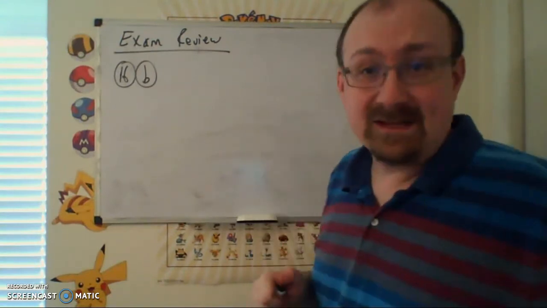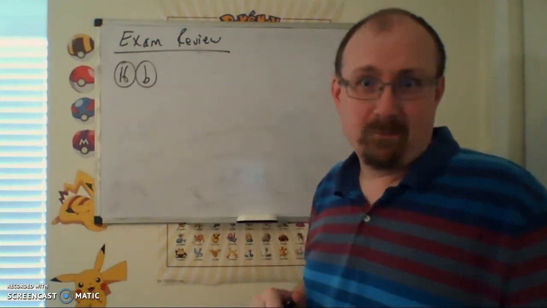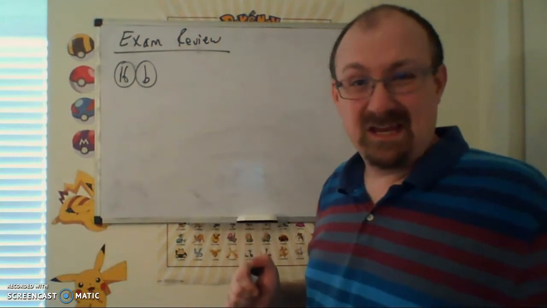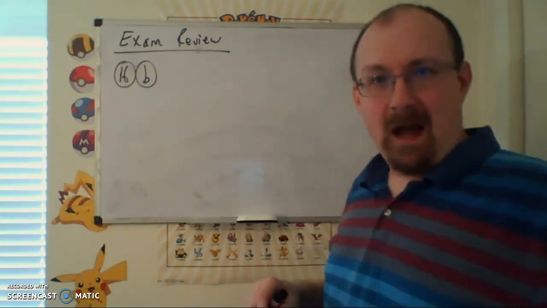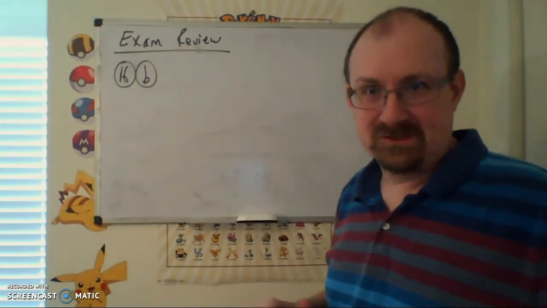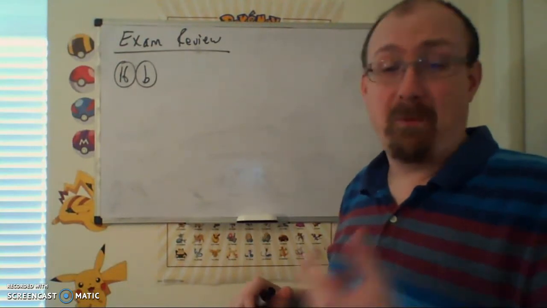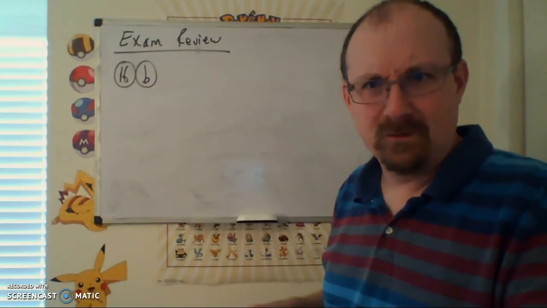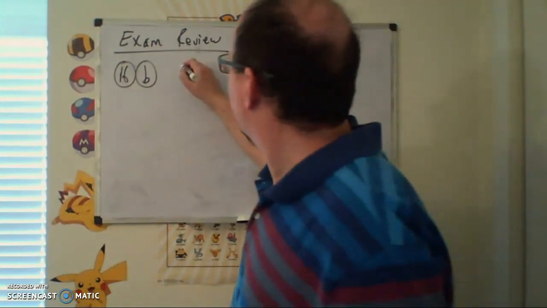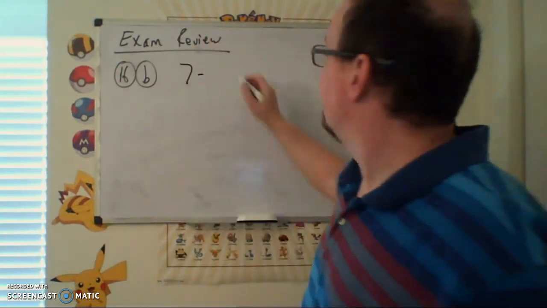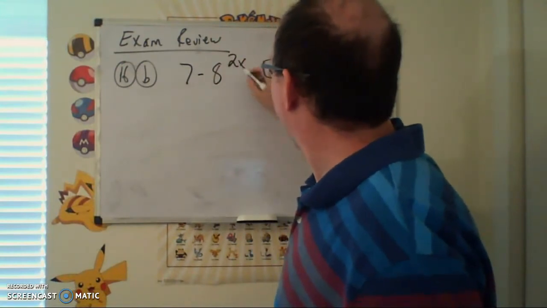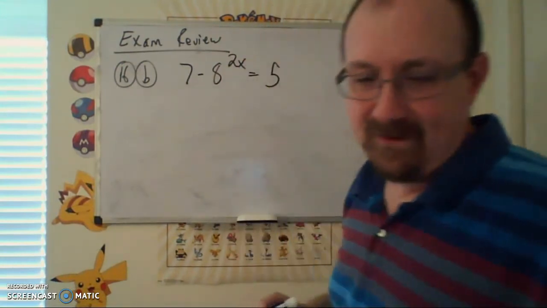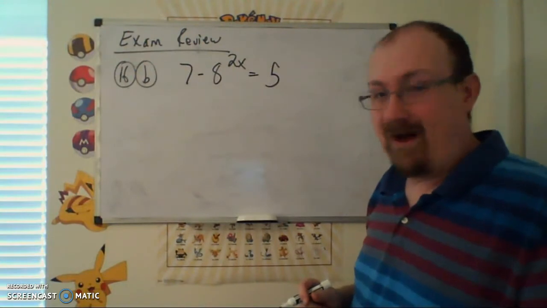Okay, so up next, someone requested that I take a look at problem 16. So problem 16 comes in two parts. I'm going to look at part B because the process that you use to solve part B works just as well for part A, and part B is the trickier of the two in terms of how you would need to deal with it. So anyway, we're given an equation and we're asked to solve it for x. 7 minus 8 to the 2x equals 5.